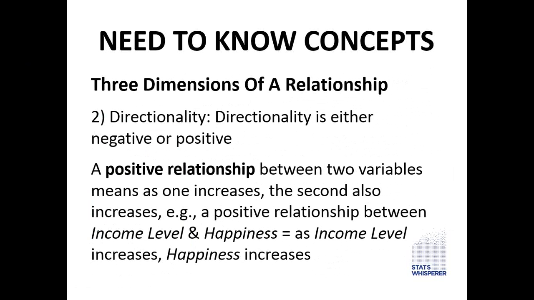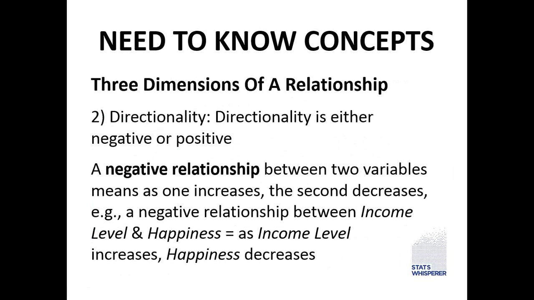So directionality. Directionality is either positive or negative with the relationship. A positive relationship is when there are two variables, and as one increases, the second increases at a significant level. So a positive relationship between income and happiness would indicate that as income increases, happiness increases. So the directionality is positive. As one goes up, the other goes up. The negative relationship, as you might surmise, is when there are two variables, and as one increases, the other decreases. So a negative relationship between income and happiness means as income increases, happiness decreases.